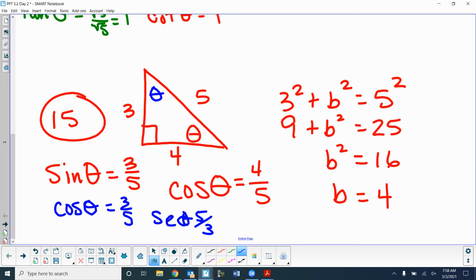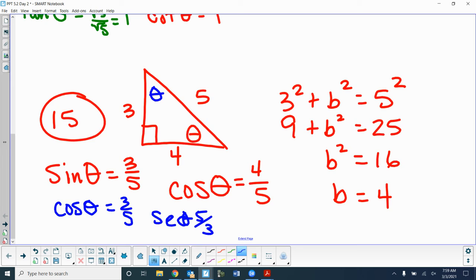Okay. And then for 21, they give you the secant of an angle, we use beta this time instead of theta, is 13/12. So the missing side is a 5. And then when you do the problem, the cosecant is gonna be 13/5.